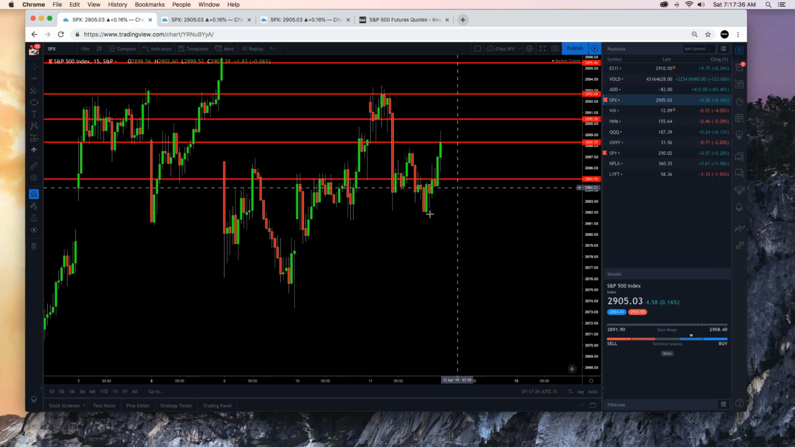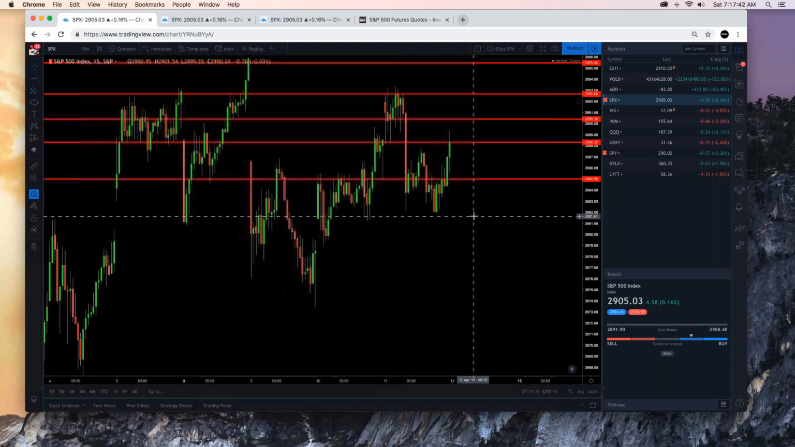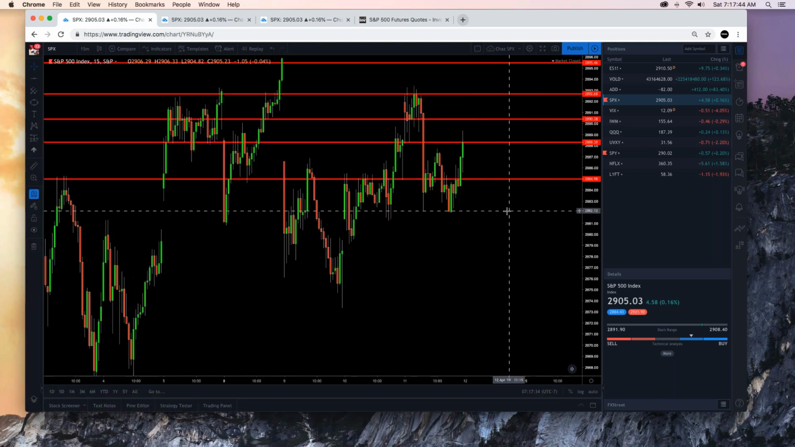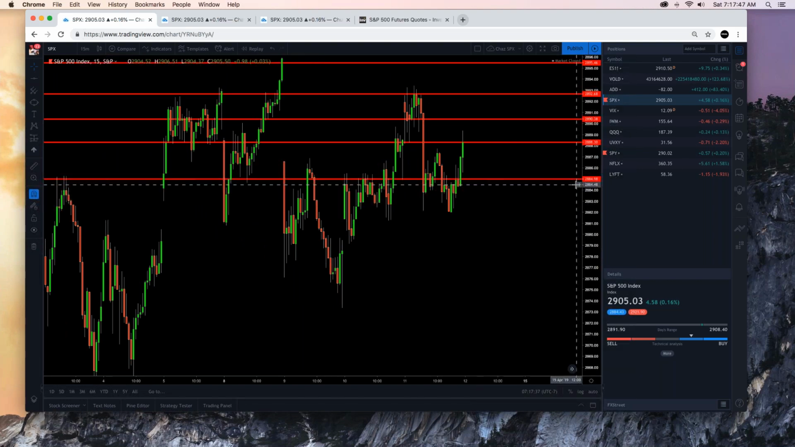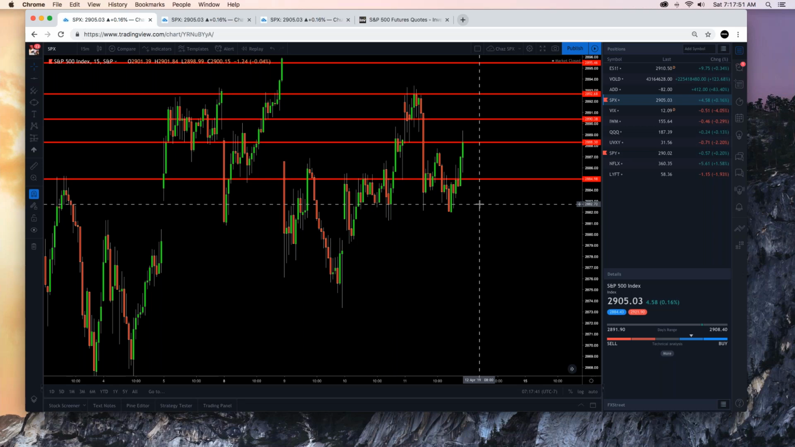It's that simple. All right, but now, I kind of went on a rant. Let me get back to it, let's add some more levels. We're doing downside levels right now. The last level is 2885. So under that, what are we looking at?